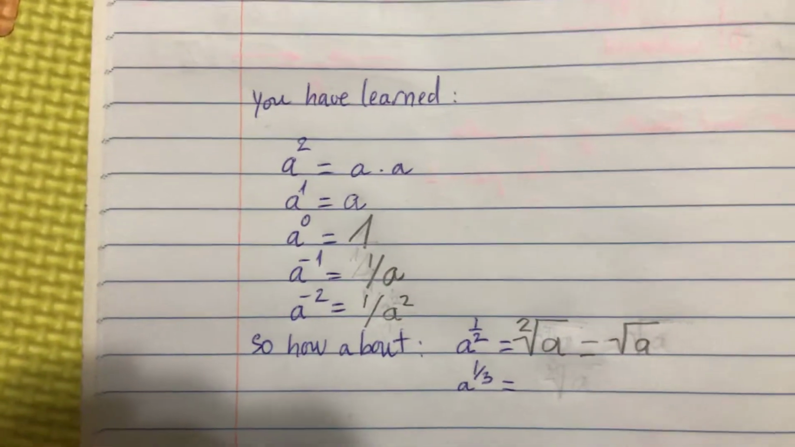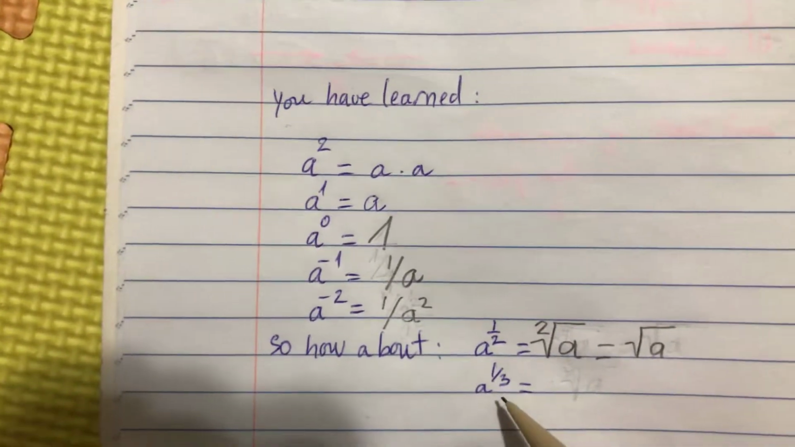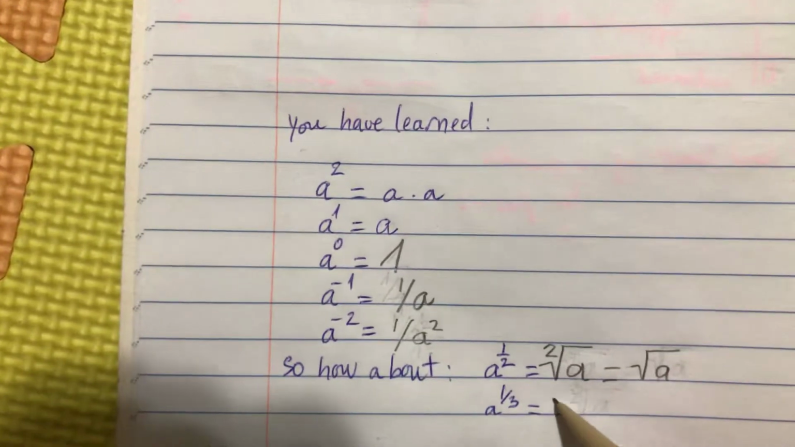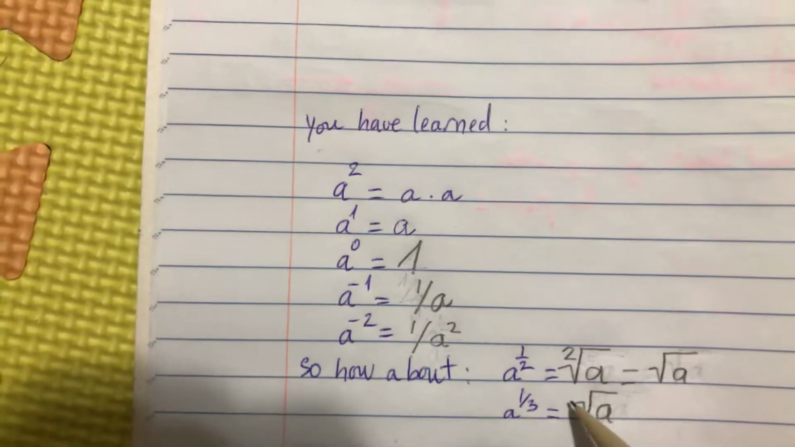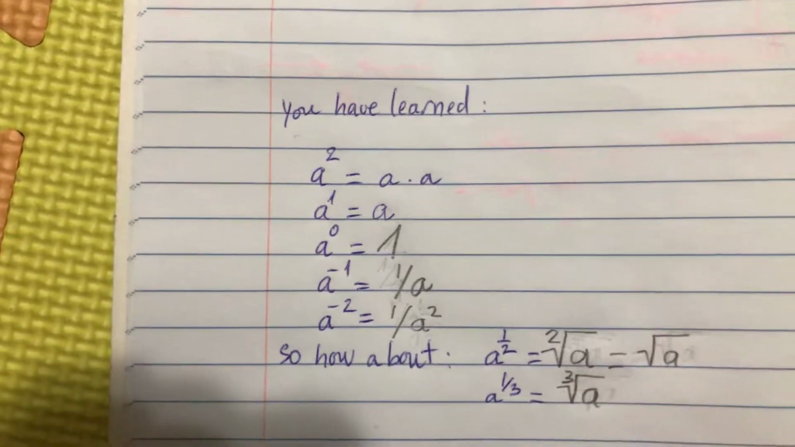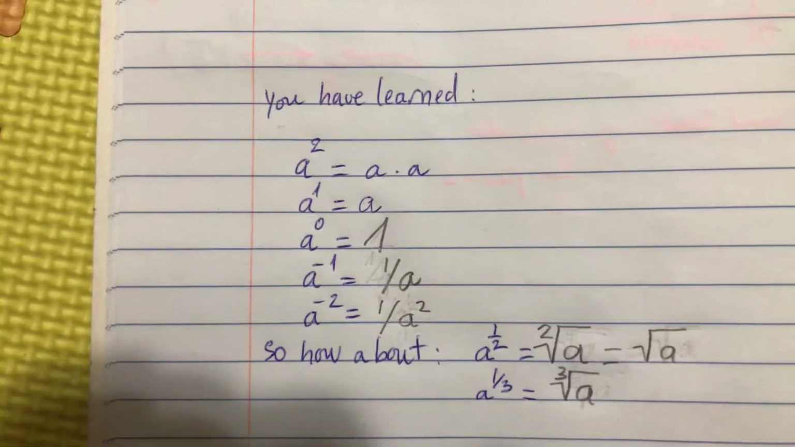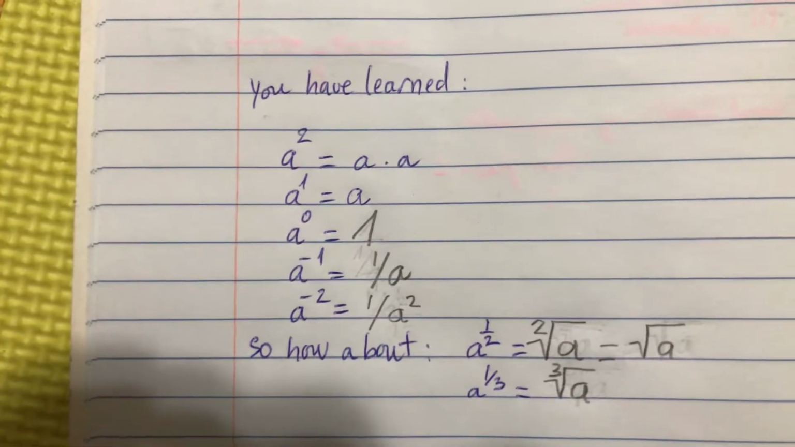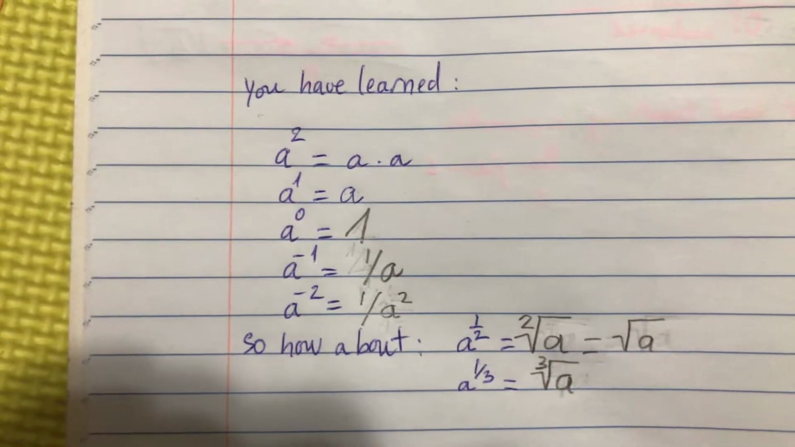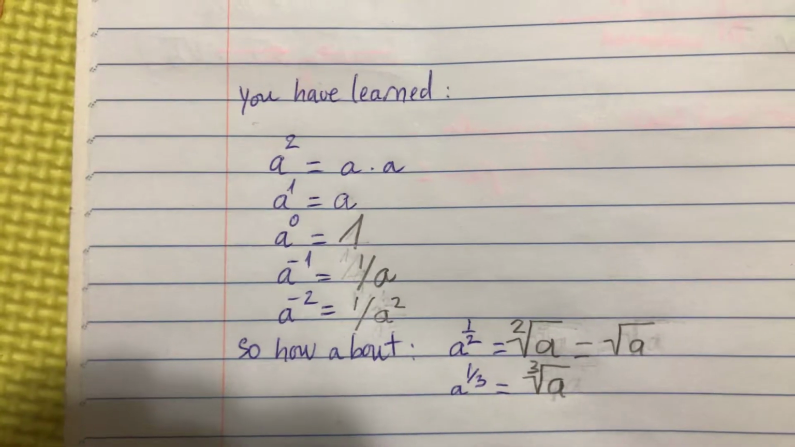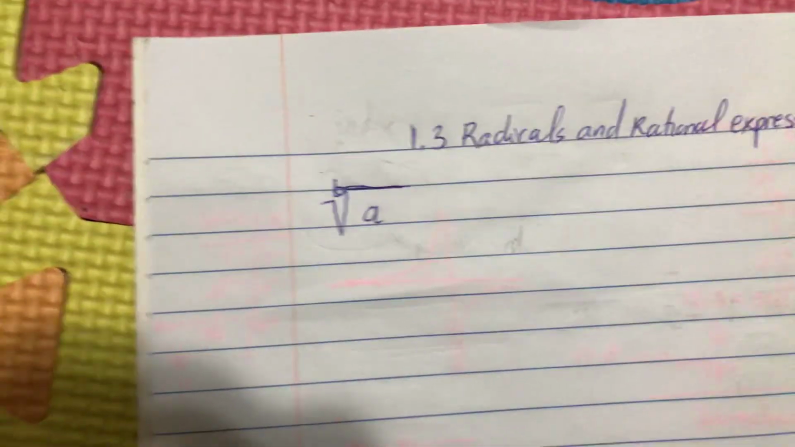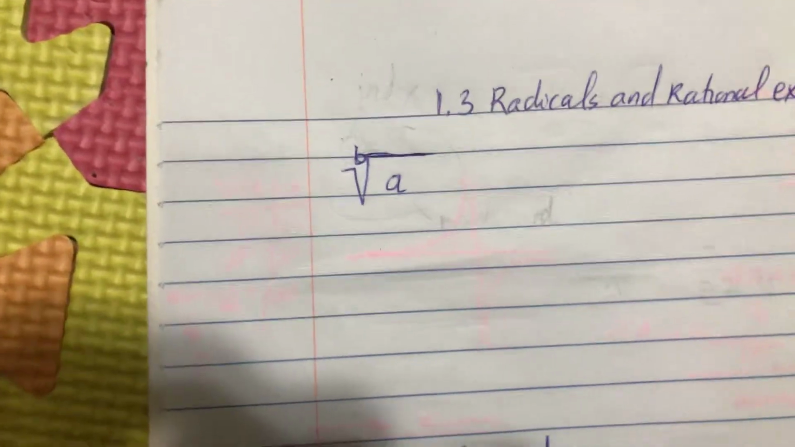Alright, similarly a to the power 1/3 will be equal to the root of a with the index 3, or someone calls it the cube root of a. For this one we cannot take away the number 3. Okay, so now let's come back to the general formula of the radicals.